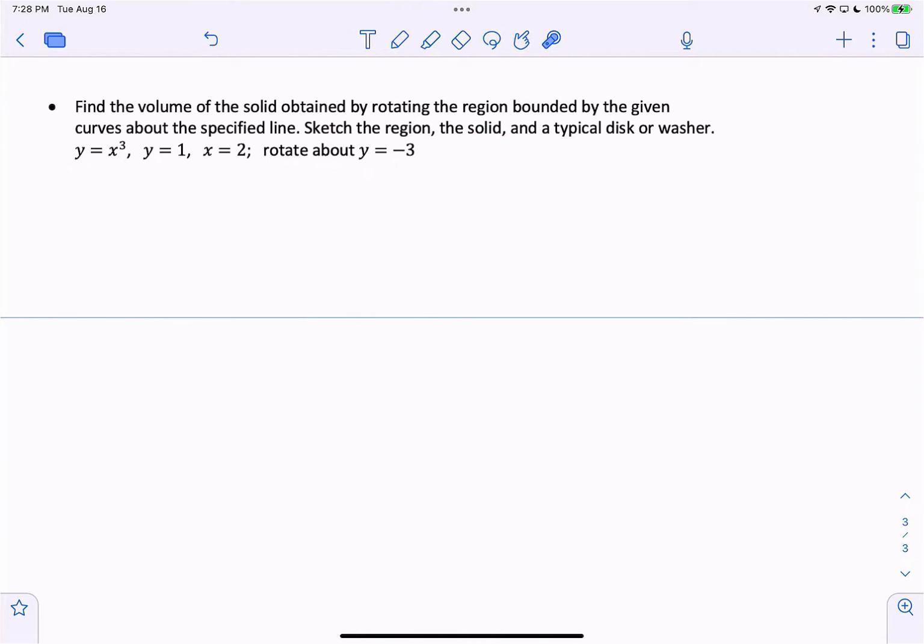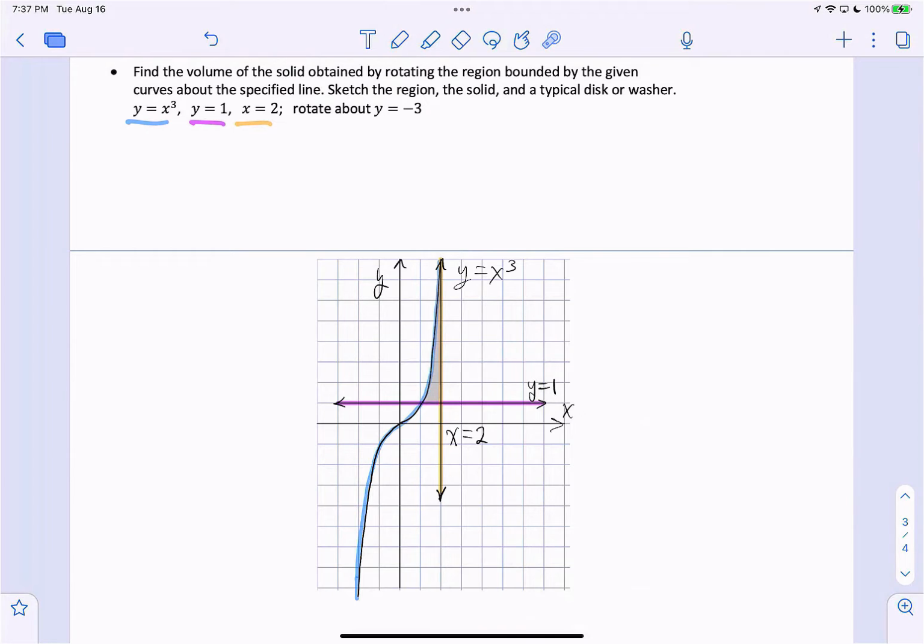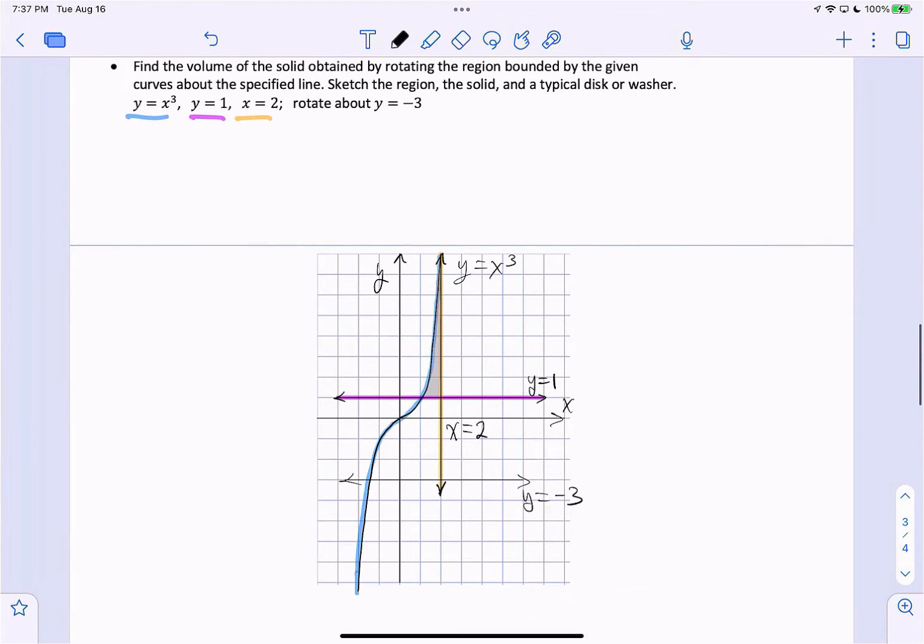First, a drawing. Here's our region. It's bounded by y equals x cubed, y equals 1, and x equals 2. Now our axis of rotation is y equals negative 3. So let me just draw that, and then I'm going to indicate that's how we're rotating it, which means we want a perpendicular or vertically oriented representative rectangle, right? It should be perpendicular to the axis of rotation.